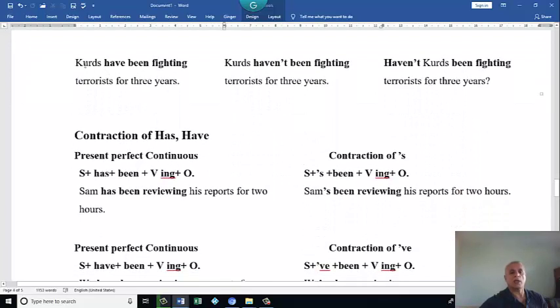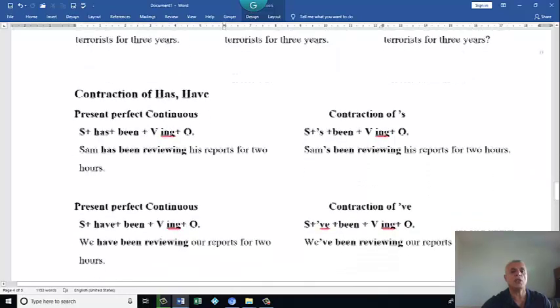We have here, let's say, Kurt and others have been fighting terrorists for 3 years. Kurt haven't been fighting terrorists for 3 years. Then, haven't Kurt been fighting terrorists for 3 years? Sorry, 3 years.